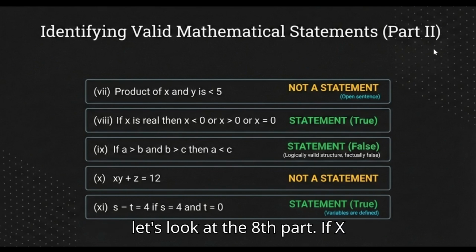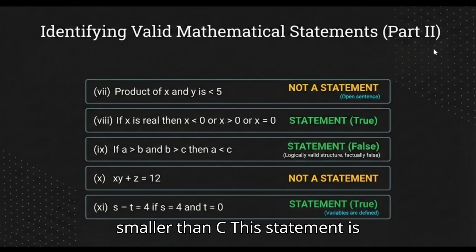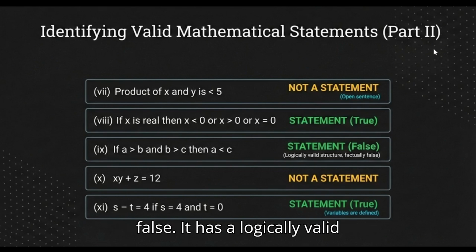Then let's look at the eighth part. If x is real, then x is less than 0, x is greater than 0, or x is equal to 0. This statement is true, as if we consider x to be a real number, then its values can be negative, positive, or equal to 0. Looking at the ninth part, if A is greater than B and B is greater than C, then A must be smaller than C. This statement is false. It has a logically valid structure, but it is factually false.